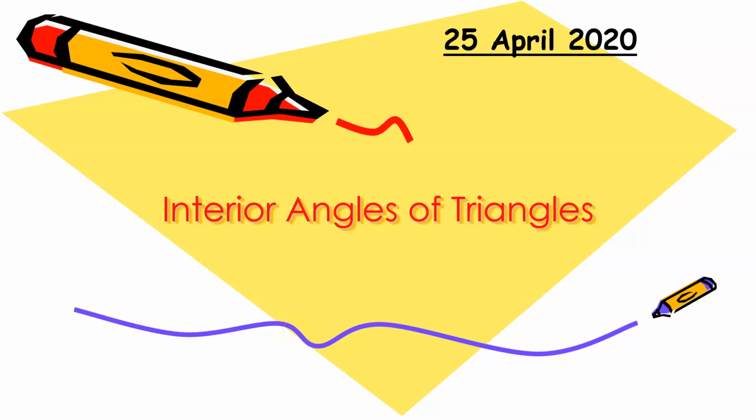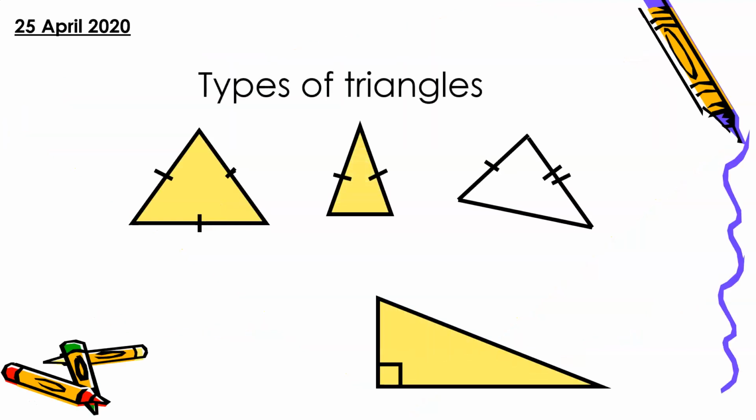Okay, today's lesson is about the interior angles of triangles. In the previous lesson, we looked at the different types of triangles, and they were determined by two things: their types of angles and also the symmetry. So equilateral triangles have three equal sides as well as three equal angles, which happen to be 60 degrees. Notice how the notation here means that all three sides are the same length, and also that equilateral triangles have three lines of symmetry.